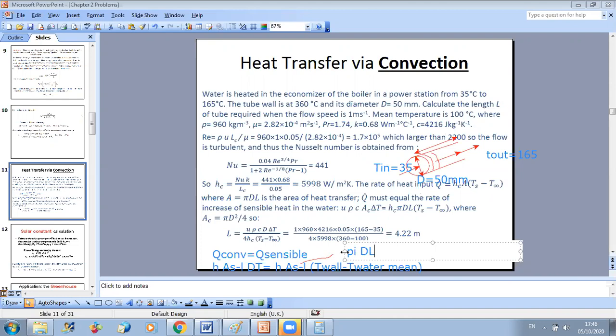Now until now I don't know what H is, but I will try, from the given data of the problem, to find the value of the convective coefficient H. So we will see how to find H now. T wall is given, it's 360 degrees, so I just have to replace T wall by 360. And T mean of water is also given, it is equal to 100. So I will replace it by 100.